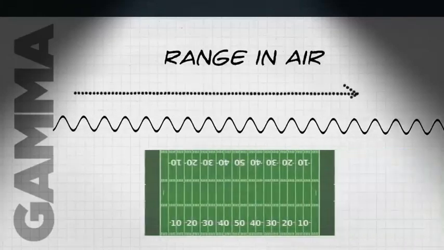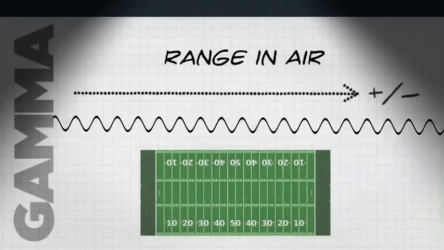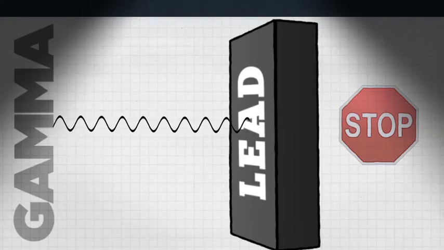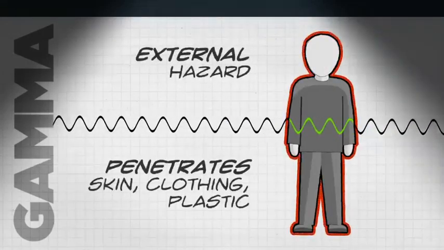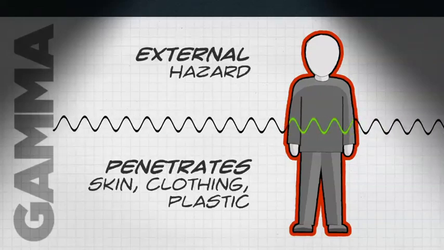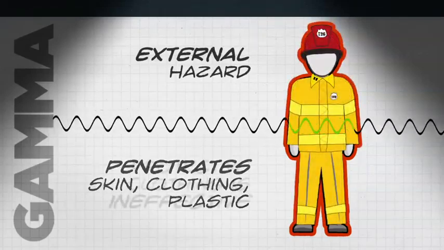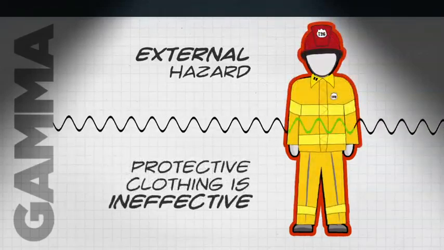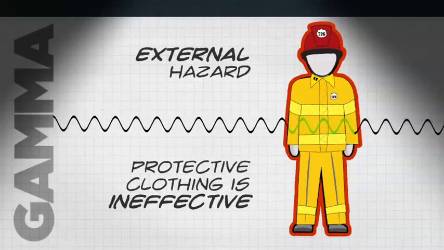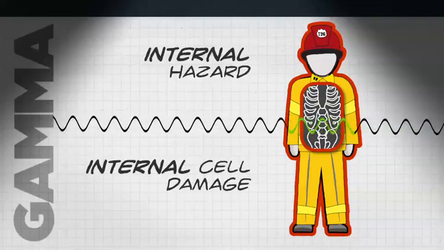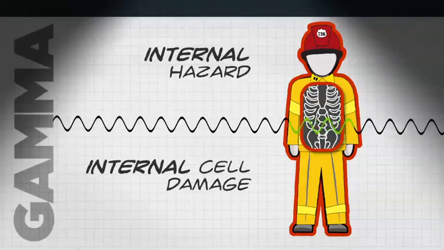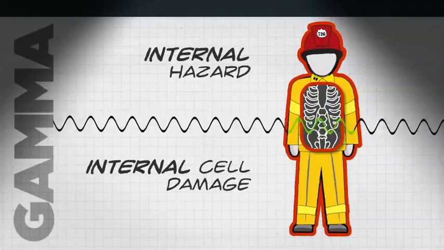Gamma rays have a long range. They can go many yards in air, and it takes several inches of lead to block them completely. They're also an external hazard because they can penetrate through clothing and through plastic. We'll talk later about how first responders need to be aware that their protective clothing won't protect them against penetrating gamma rays. It will take lead to block those. But gamma rays can also be an internal hazard. If we ingest or inhale radioactive material that emits gamma rays, it could expose us to radiation from the inside.